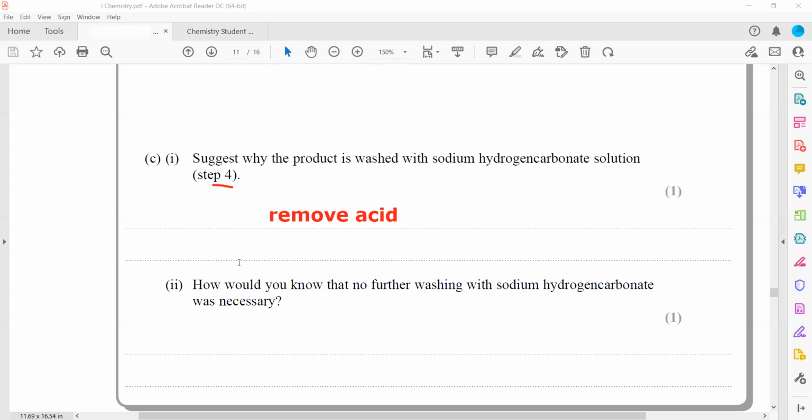Then how would you know that no more further washing is needed? How do we make sure, or how do we identify, that we don't have to add more sodium hydrogen carbonate? Until no more bubbles are seen, so no more bubbles or pressure buildup. Once there are no more bubbles formed, we can identify that we don't have to add sodium hydrogen carbonate solution.